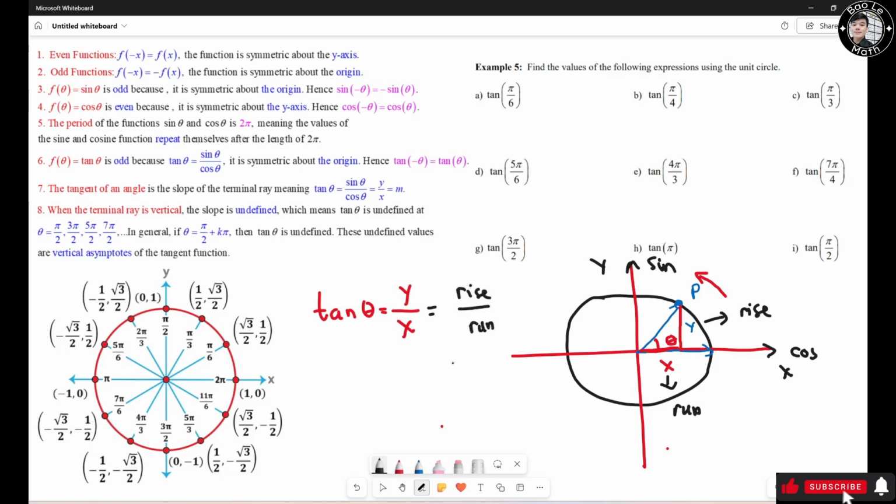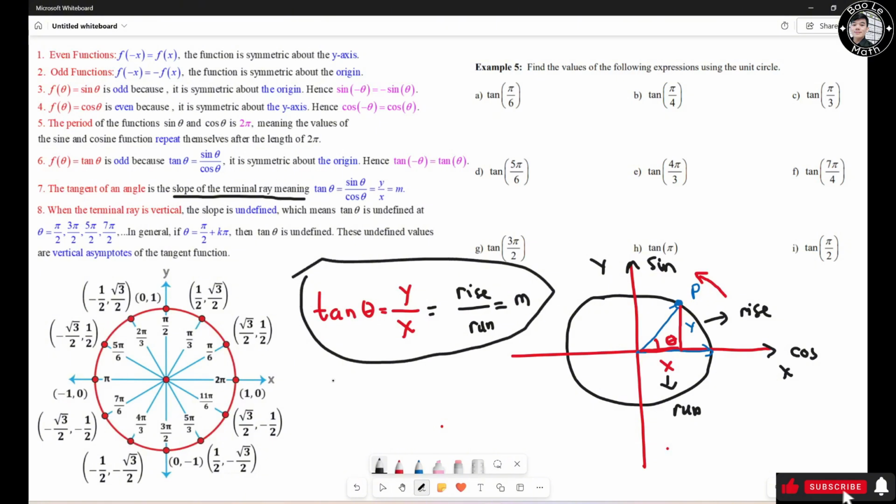And then we learned in Algebra 1, when you calculate the ratio rise over run, this is the slope of the line. So basically, tangent theta is the slope of the terminal ray. Sine means y, cosine means x. So that's why we have this one.